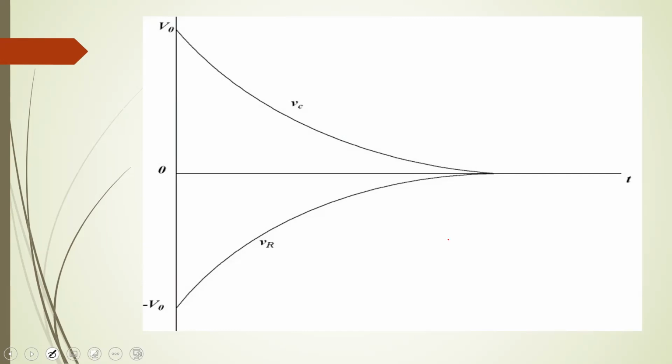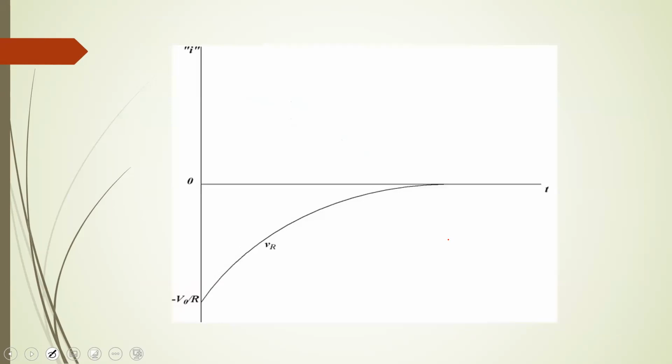All right. So these are for the voltages. Everybody have this? I'm just pausing for a moment. Yes, sir. And that's for your current. So your current is minus V0 over R.